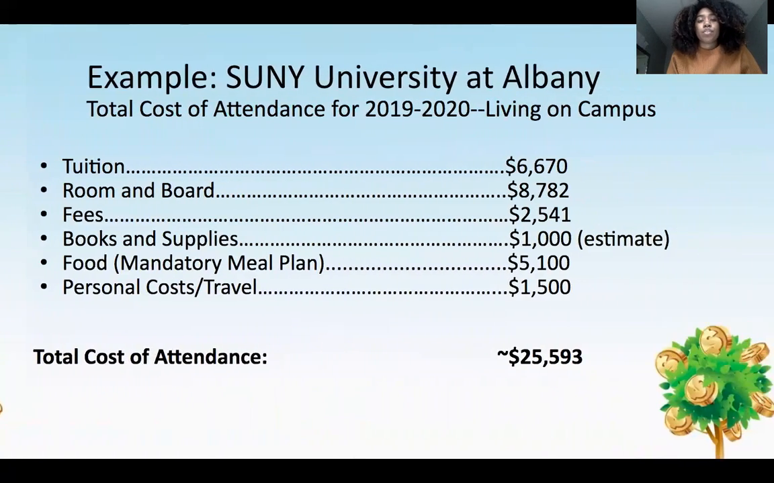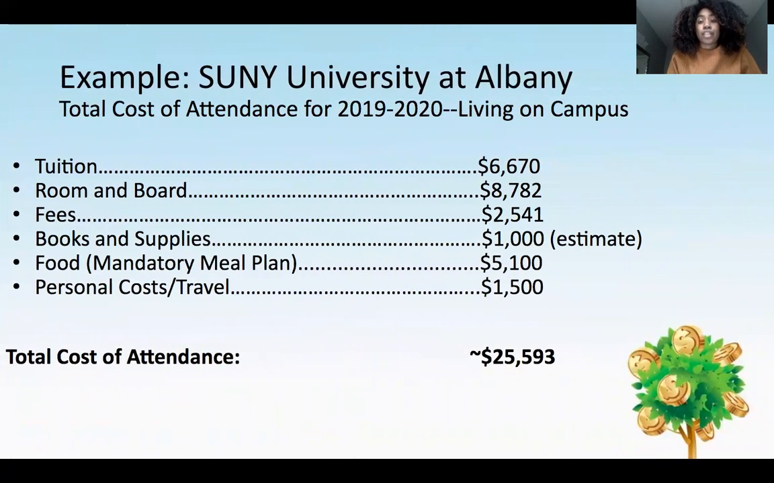Our next example is a SUNY school. So we have SUNY University at Albany. The total cost of attendance for 2019 to 2020 of a student who decides to live on campus. So the tuition here is 6,670. Room and board is 8,782. Fees are 2,541. Books and supplies estimated to be 1,000. Food, we have mandatory meal plan is 5,100. Personal cost and travel 1,500.